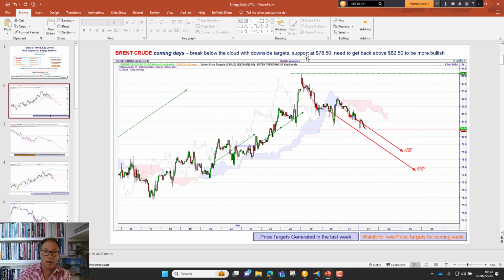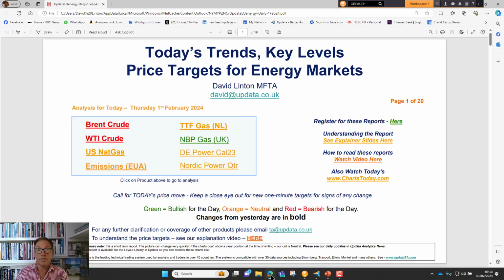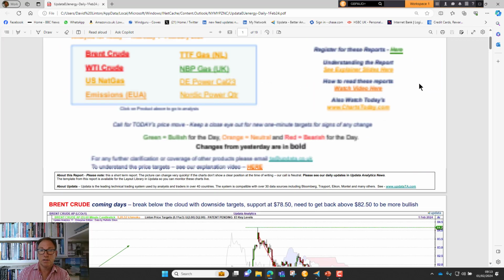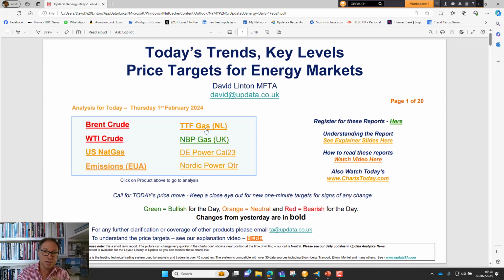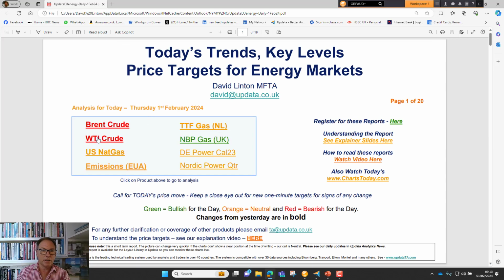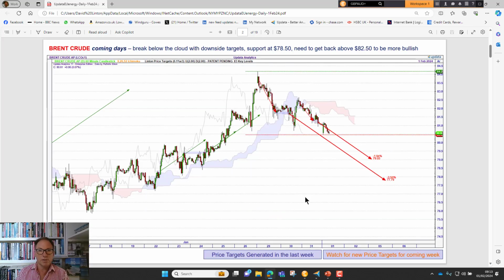So the first chart in the report is the 60-minute chart for Brent crude, and in fact, we can just look at the report that you will see that you get, and it's a PDF, and you can just click the instrument, and it'll take you straight to the instrument you want. So if your interest is TTF, you can just go straight to TTF every day just by clicking that instrument on the report. But let's go through these charts one by one.